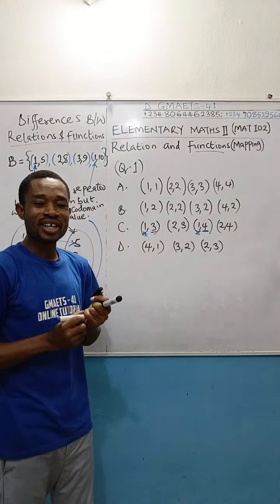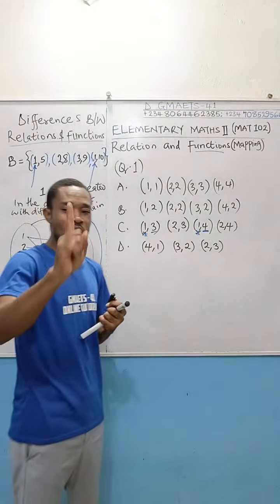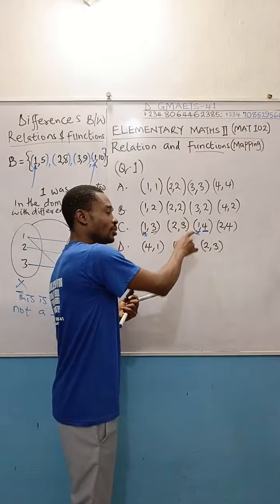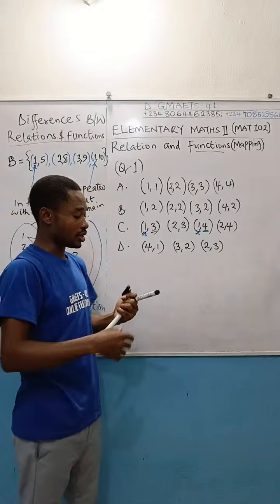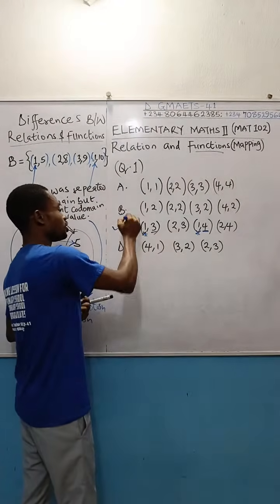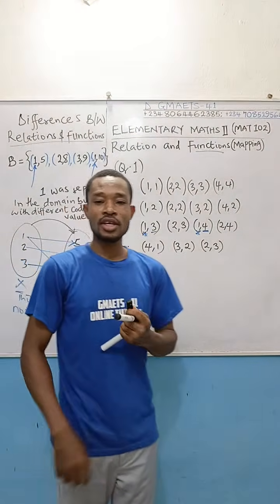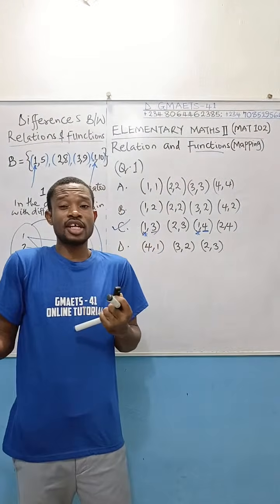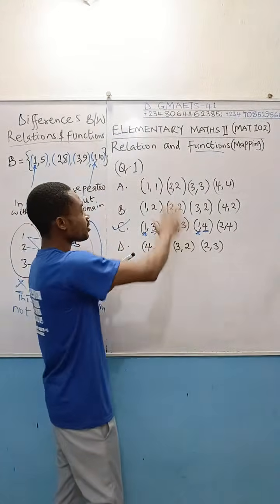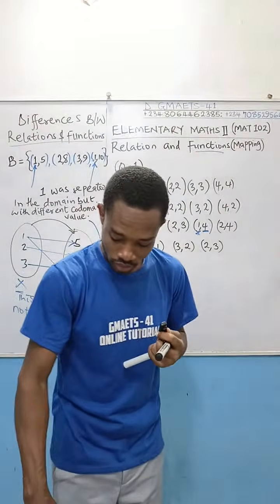and the codomain here is what? 4. Different codomain. So it's just like saying the same child having different parents is not possible. So the correct option is C. Option C is not a function. It is a relation, but not a function. The rest of them are functions.